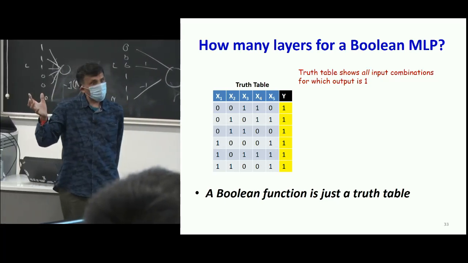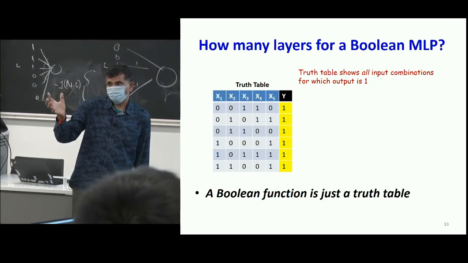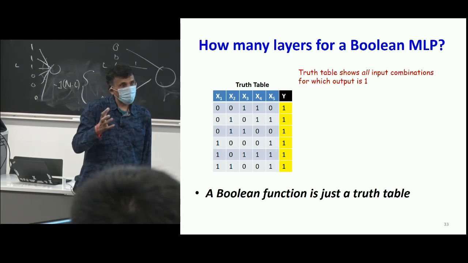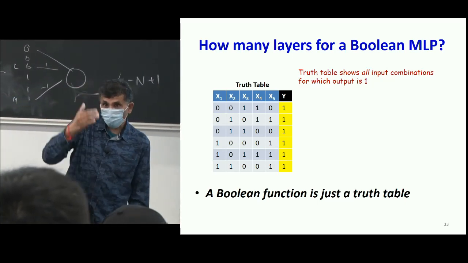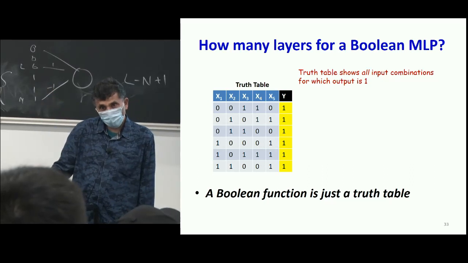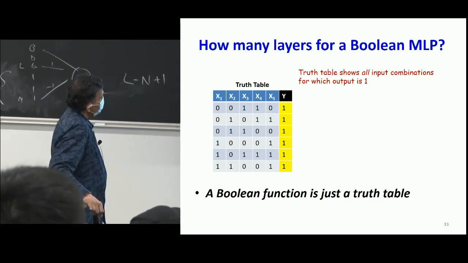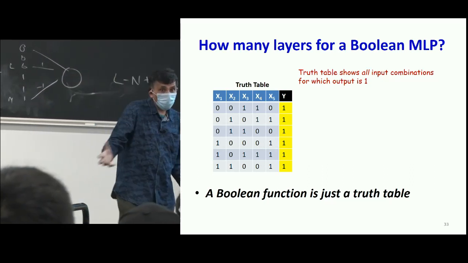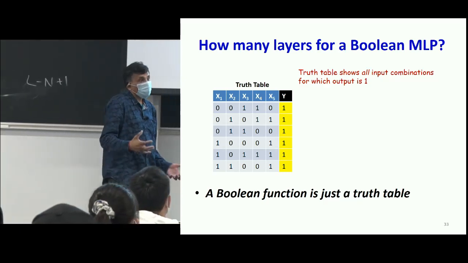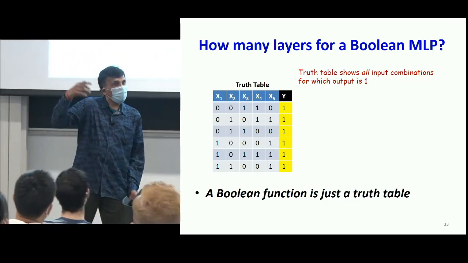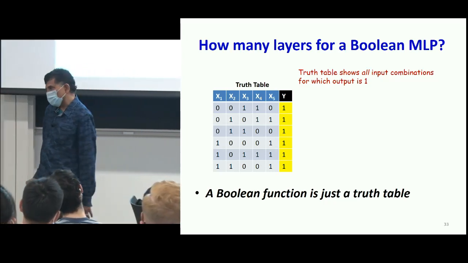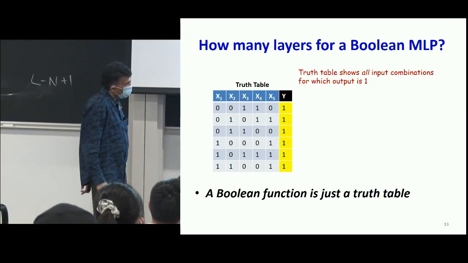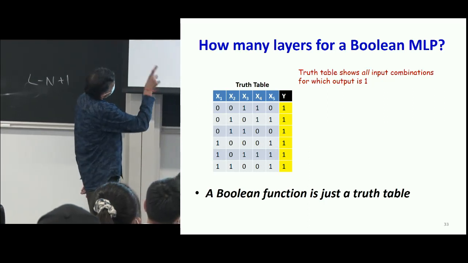How many of you don't know what a truth table is? Raise your hands. Thankfully, nobody has. Okay. So a truth table is simply a listing of all possible input patterns with its output. And you don't even need to show all combinations. You only need to show the specific combinations for which the output is 1, because for the rest, the output is implicitly 0.